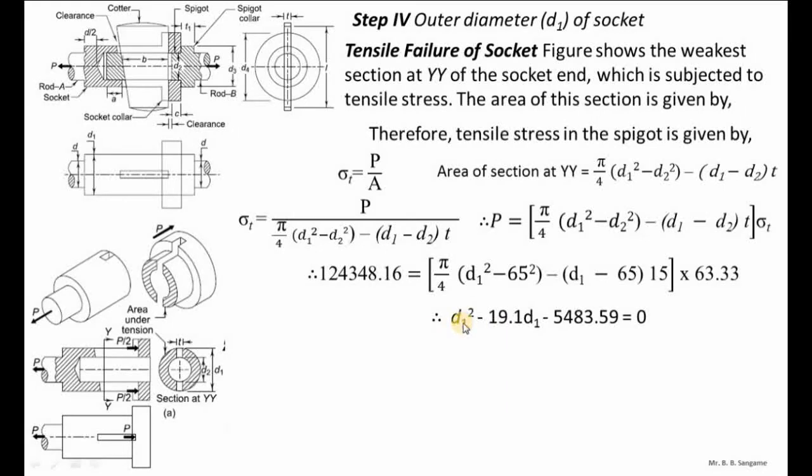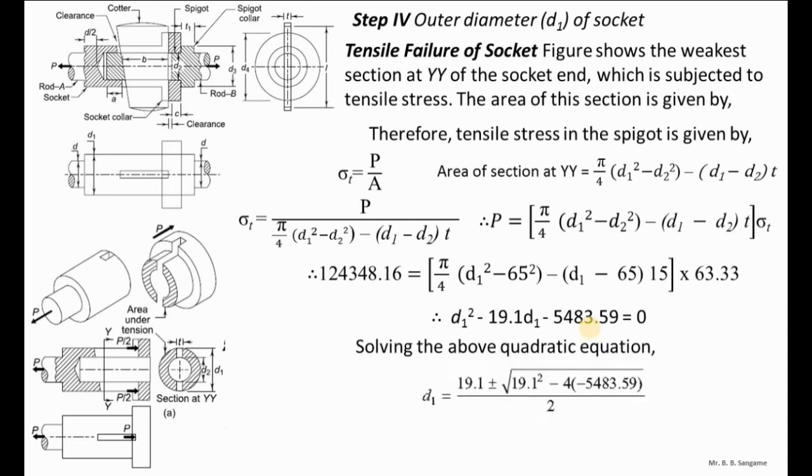Okay, so d1 square is having coefficient 1, which is a, minus 19.1 d1. So d1 is having the coefficient minus 19.1, which is b, and c, the value of c is minus 5483.59. Okay, so let us calculate the value of d1 by using the quadratic equation.